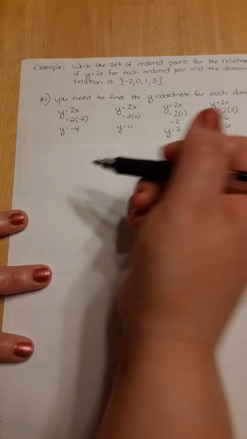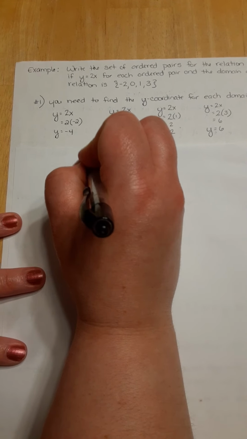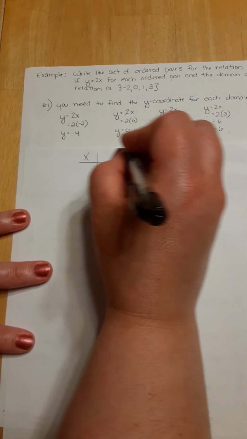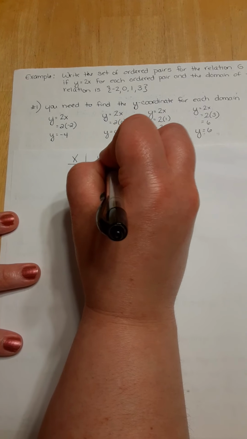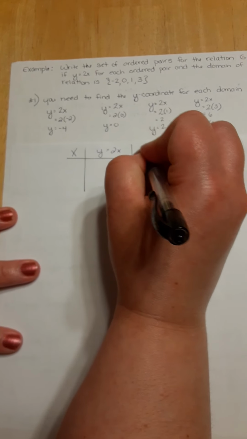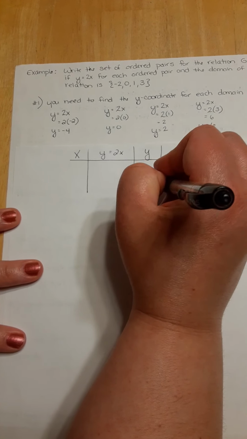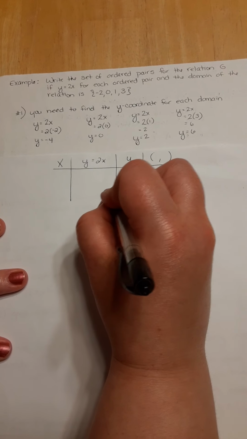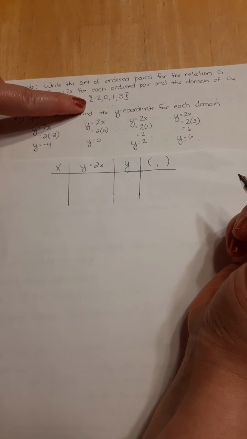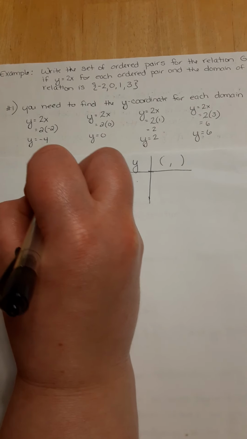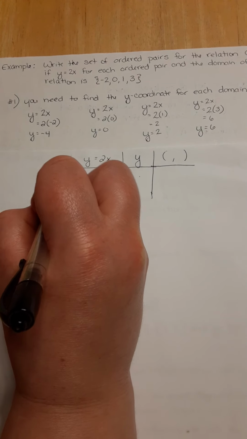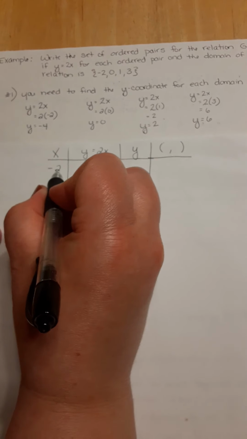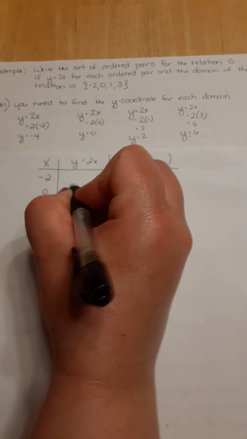Another way to do it to help keep it organized is to set it up in a table. And so what I'm going to do here is put y equals 2x, since that's my relation. I'm going to find my y value and then find my ordered pair. And then they give me my x's here because they're the domains, remember? So I've got -2, 0, 1, and 3. So I'm going to go ahead now and substitute x into my equation.